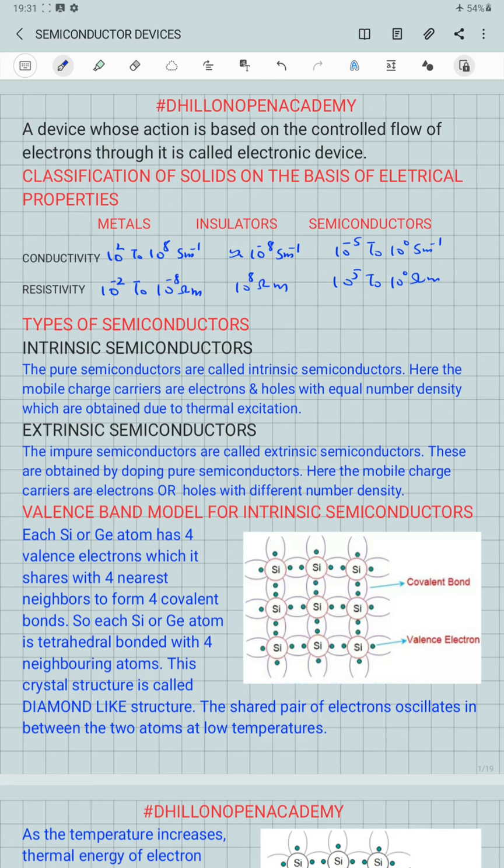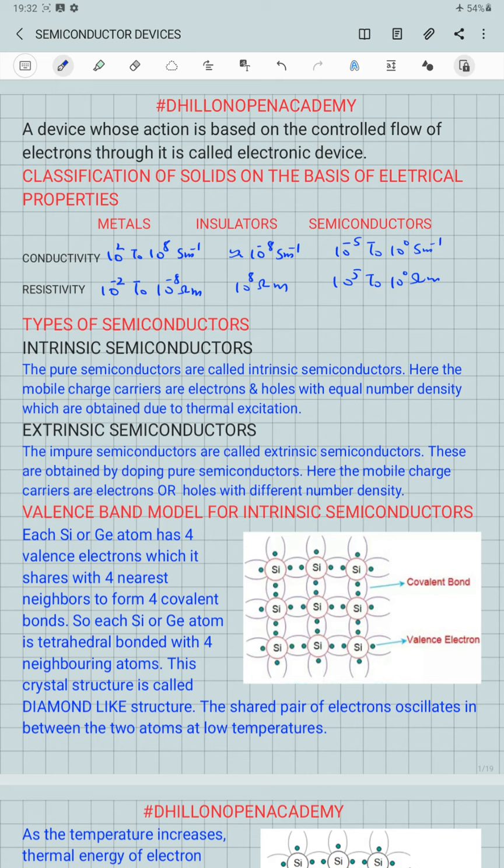If we take a look at the valence band model for intrinsic semiconductors, silicon and germanium are the basic intrinsic semiconductors which are used for the manufacturing of various types of electronic components.